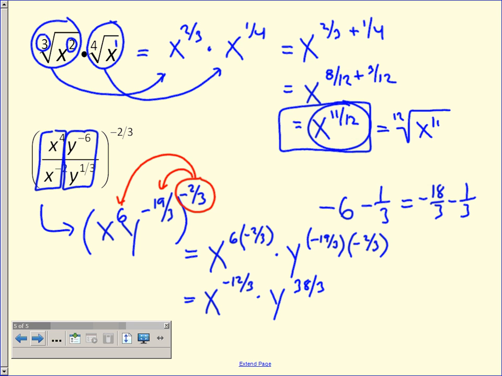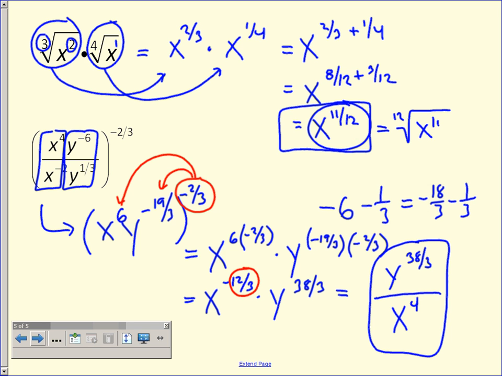Okay? Because I'm running out of board space here, let's simplify a little bit here. I have a 4 here. In fact, it's a negative 4. Keep in mind that negative 4 means I'll have the fourth power, but it'll be in the denominator. So the final answer for this one, the final way to simplify it is I have y to the 38 thirds over x to the fourth. And that is done. It has no negative exponents. So these are getting a little tricky, but if you remember your laws of exponents and keep in mind the rules, then you'll be in good shape.